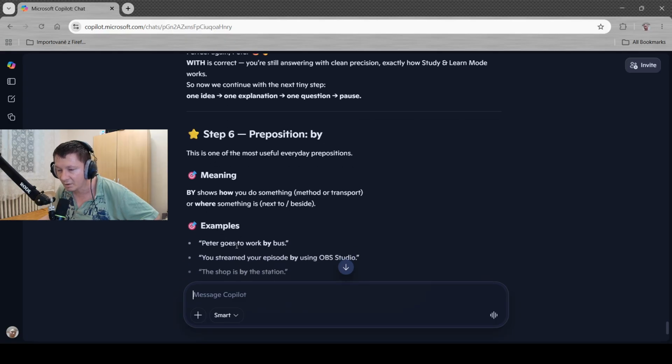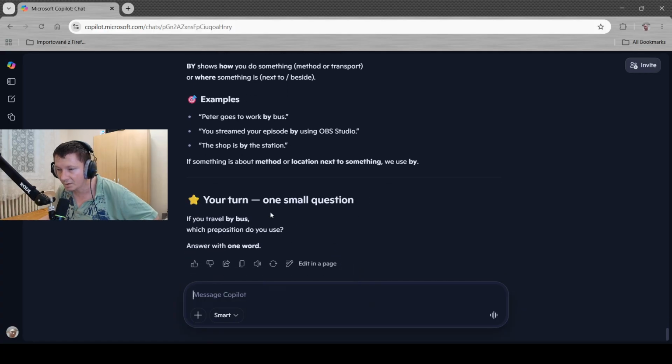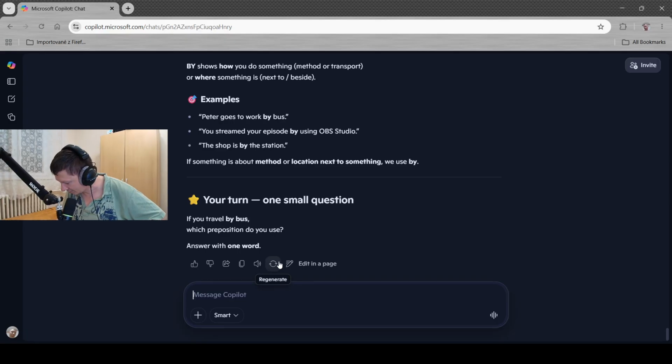Examples: Peter goes to work by bus. You stream your episode by using OBS Studio. The shop is by the station. If something is about method or location next to something, we use by. Your turn. One more question. If you travel by bus, which preposition do you use? It's by, of course. Yes, it's by.